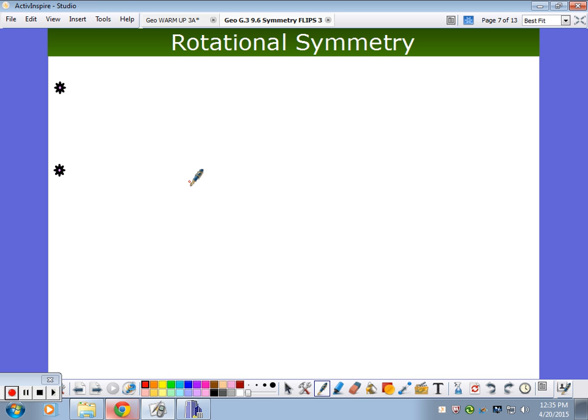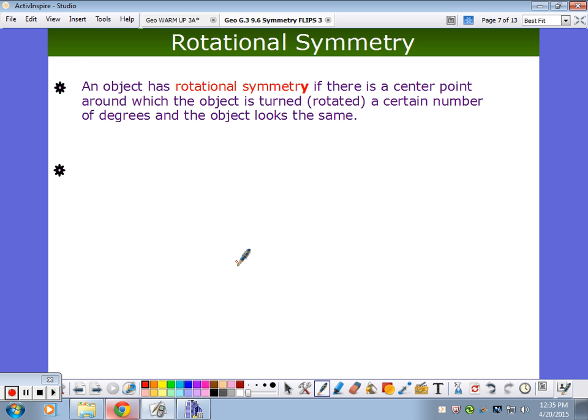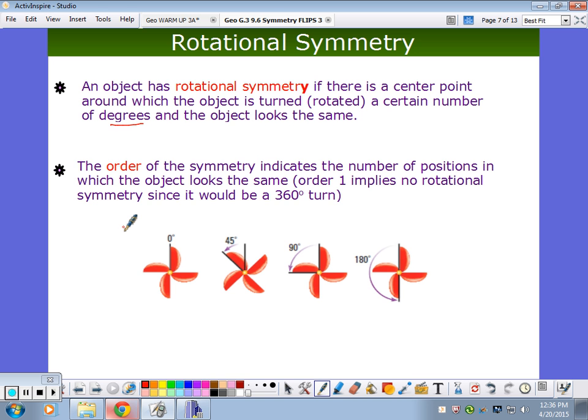All right, what else? Rotational symmetry. Rotation, so turning. An object has rotational symmetry if there's a center point around which the object is turned a certain number of degrees, and when you turn it those number of degrees, you get the same object. It looks the same. My little example here is this pinwheel.